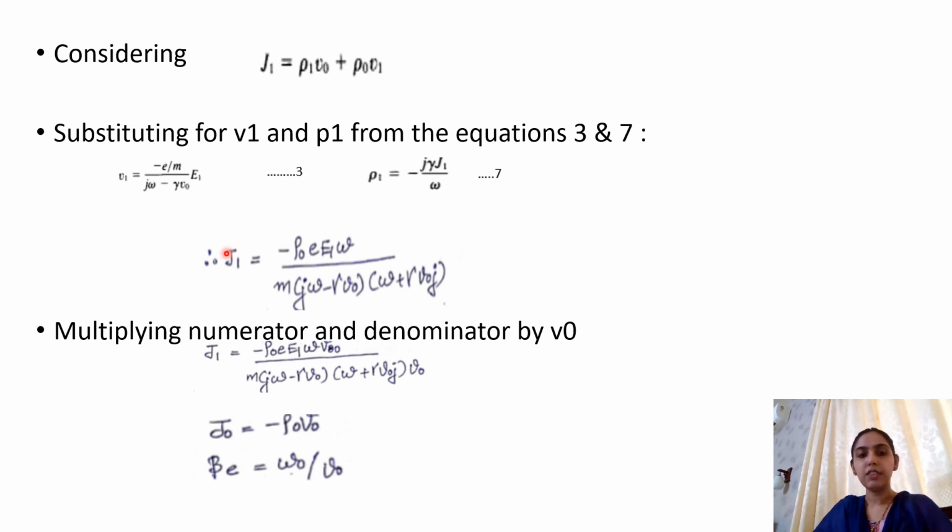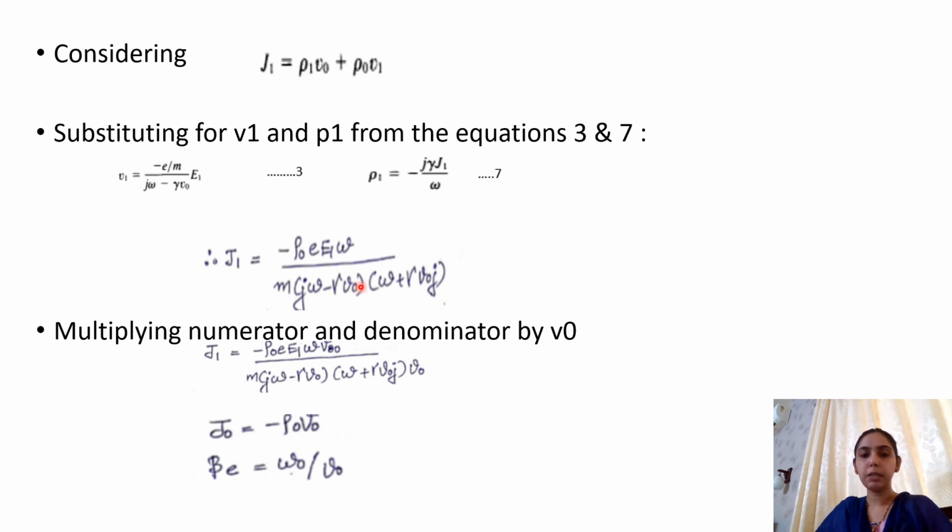So now we have to establish a relationship between the current density J1 and its DC current density, say J0. Somehow we have to establish a relationship between J1 and J0. So what we have done is we have obtained two relations, equation 3 and equation 7, and substituted them into the expression of J1. Okay, so J1 is obtained as such.